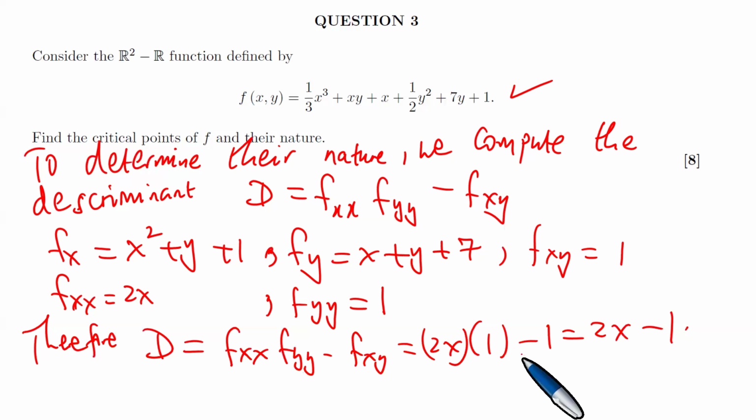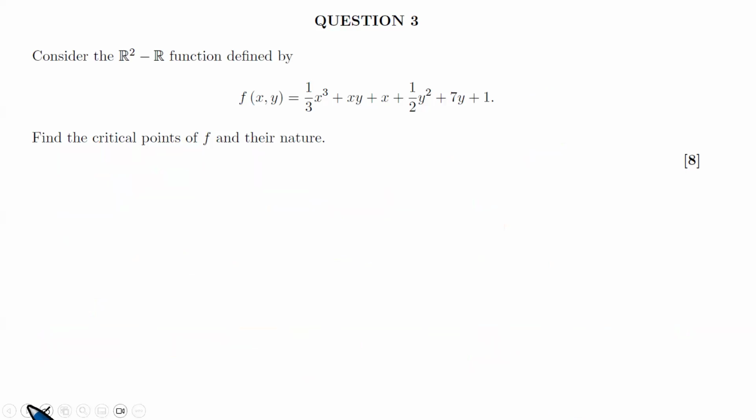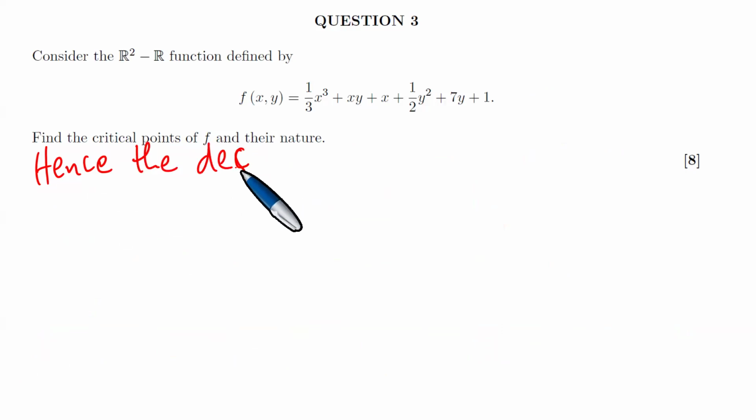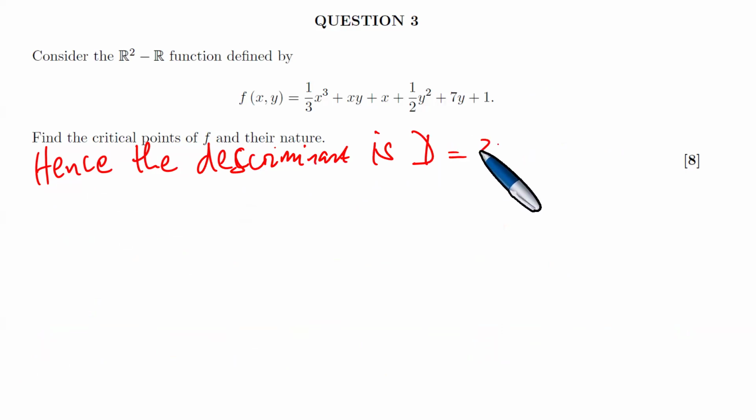Okay, we found the discriminant now. What is the discriminant? Right, hence the discriminant is D equals 2x minus 1. Okay, we found this one. But I want us to continue and evaluate this one at the critical points.